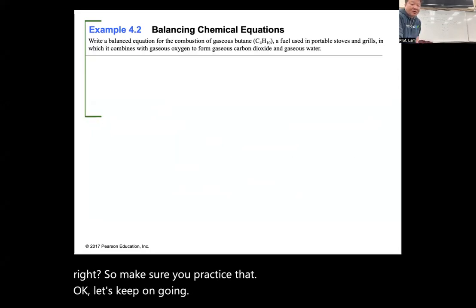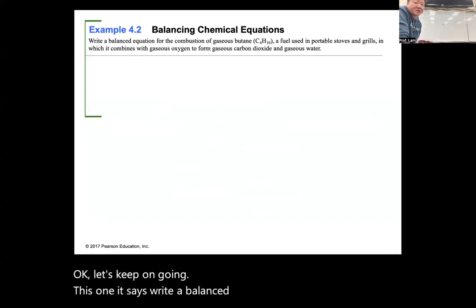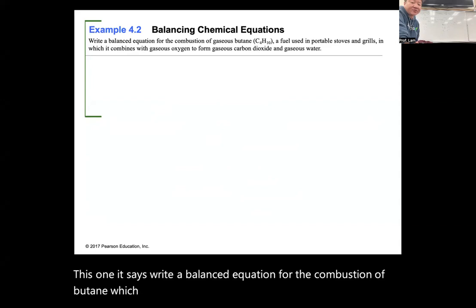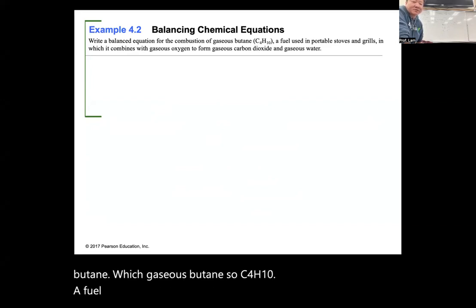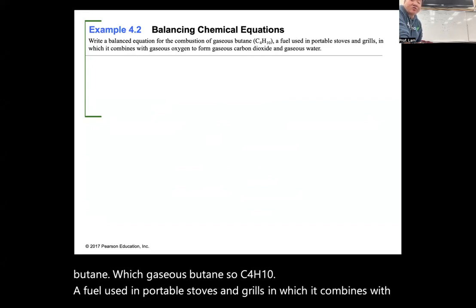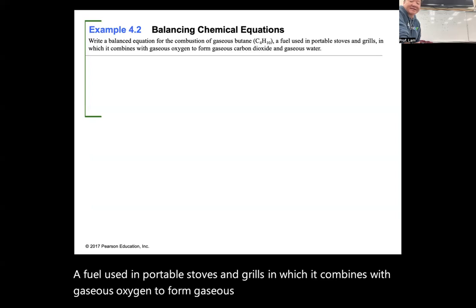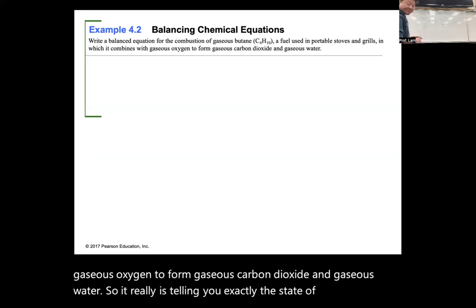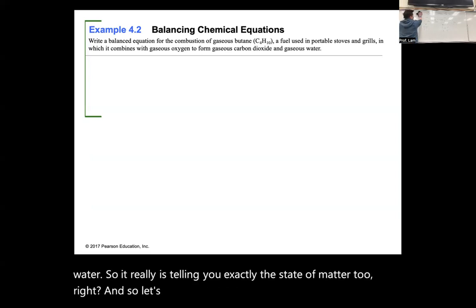This one says, write a balanced equation for the combustion of butane, which is gaseous butane, C4H10, a fuel used in portable stoves and grills, in which it combines with gaseous oxygen to form gaseous carbon dioxide and gaseous water. So it really is telling you exactly the state of matter too. And so let's generate the equation before we balance it.